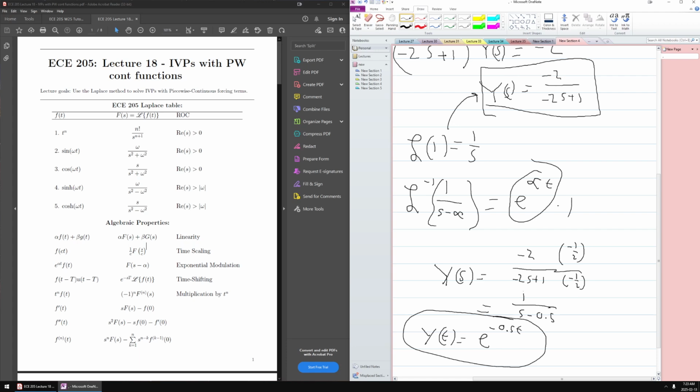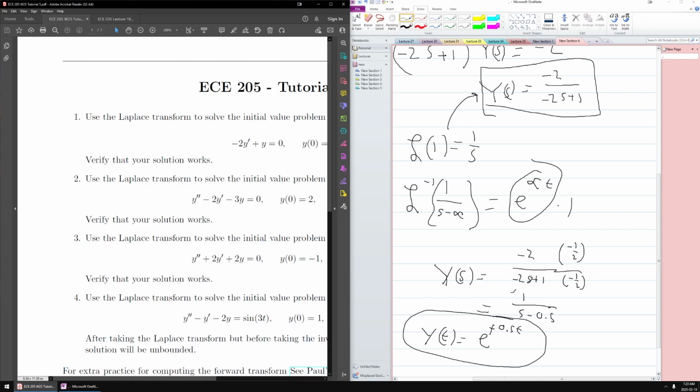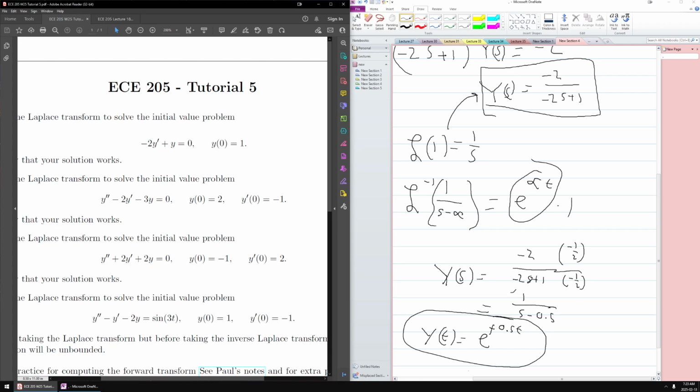Plus 0.5 t, not minus. Where are we? There, plus. So that's all there is to it. The question statement for this said to go verify that it works. If I wanted to do that, I need to check: does this solve the differential equation, and does this satisfy the initial conditions? Those are the two things I have to check.